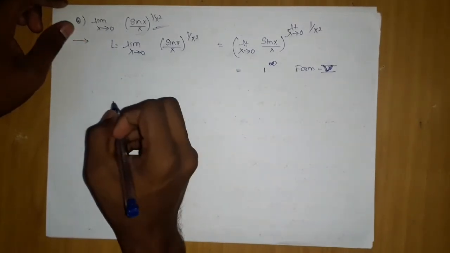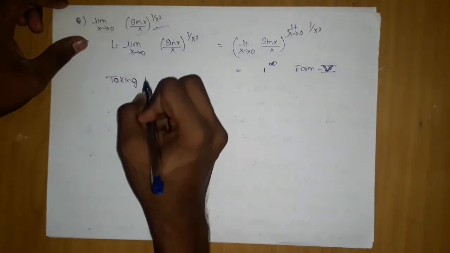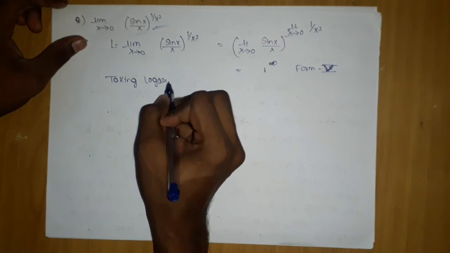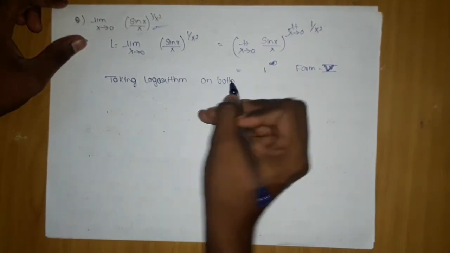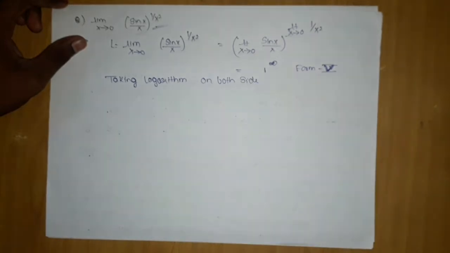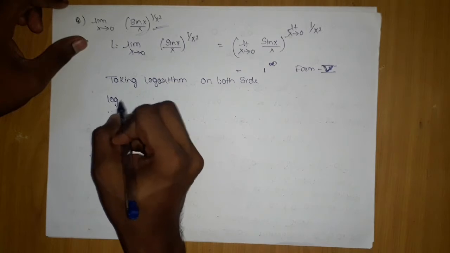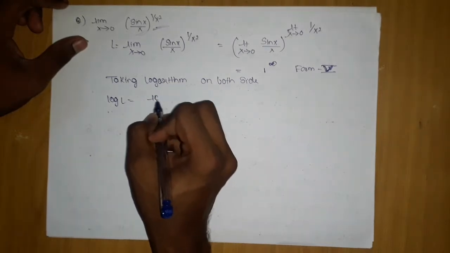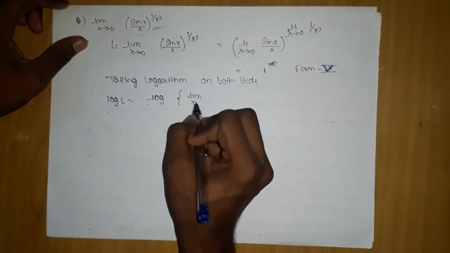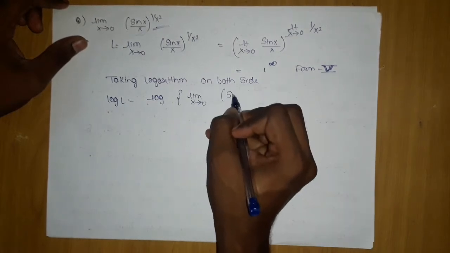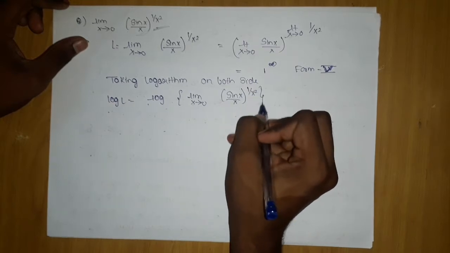After this, what should be my next step? Taking logarithm on both sides. What do we get if we take logarithm on both sides? Log L equals log of limit x tends to 0, (sin x by x) the whole upon 1 by x square.